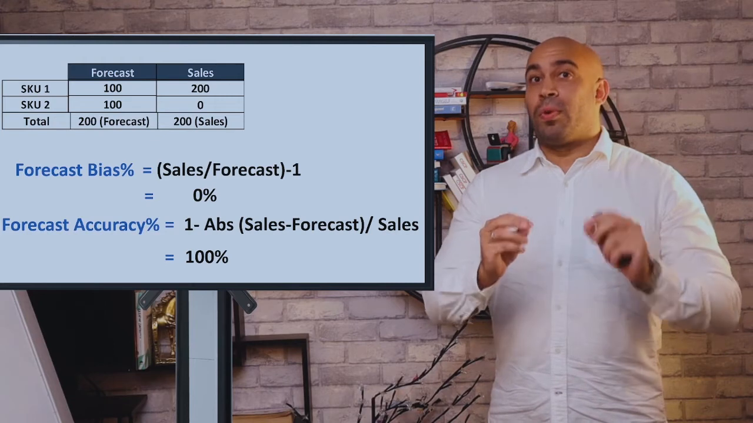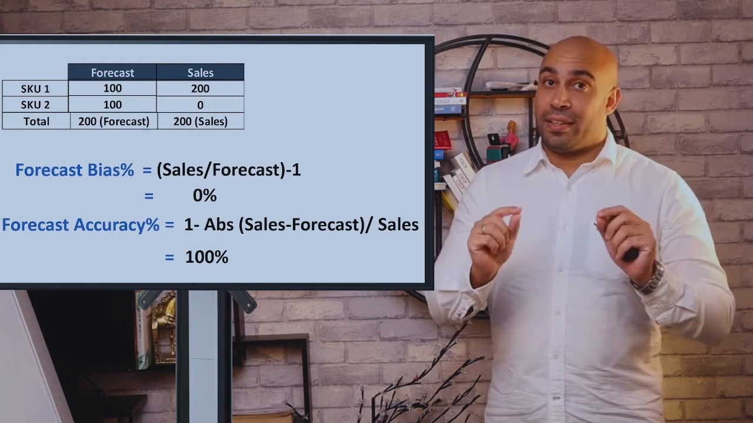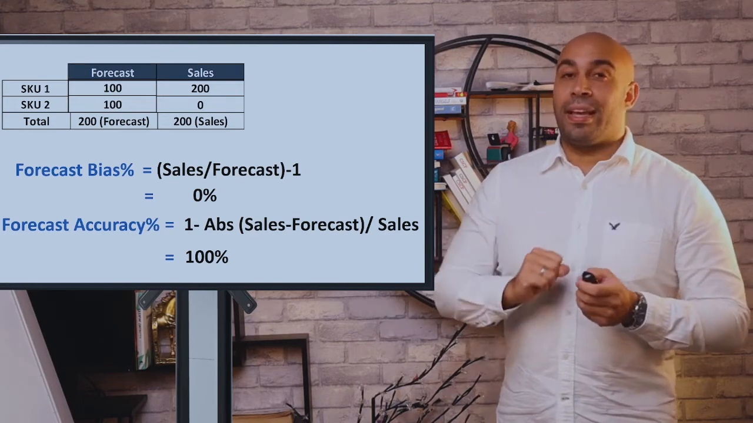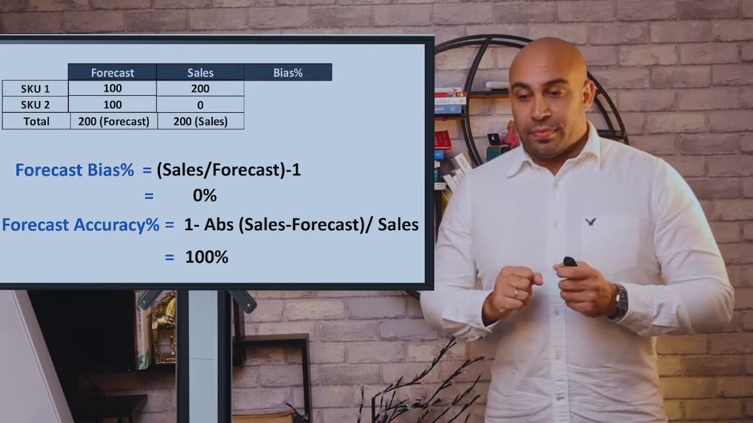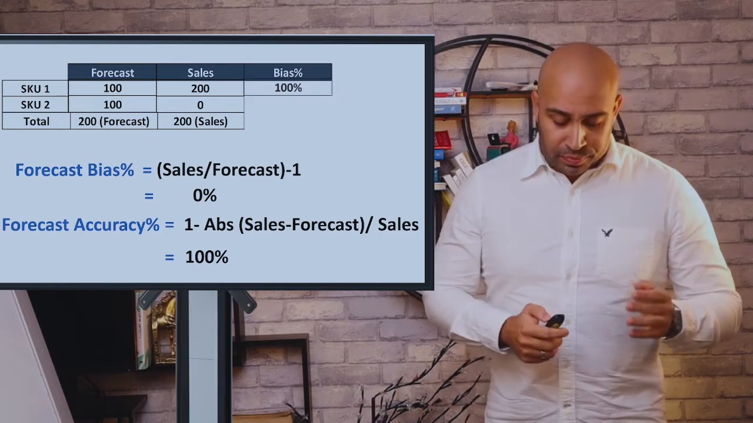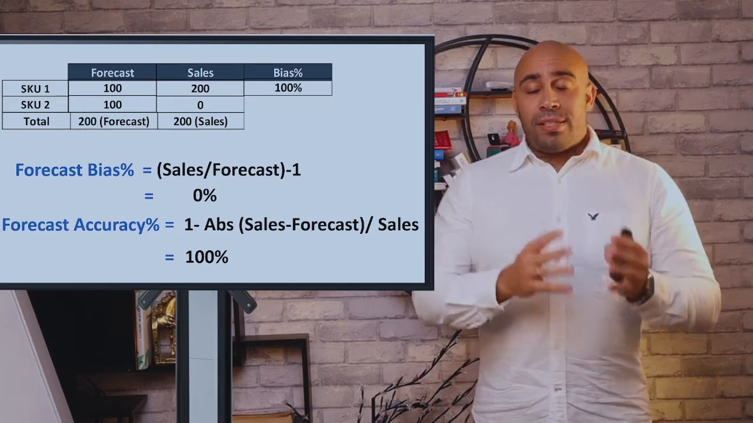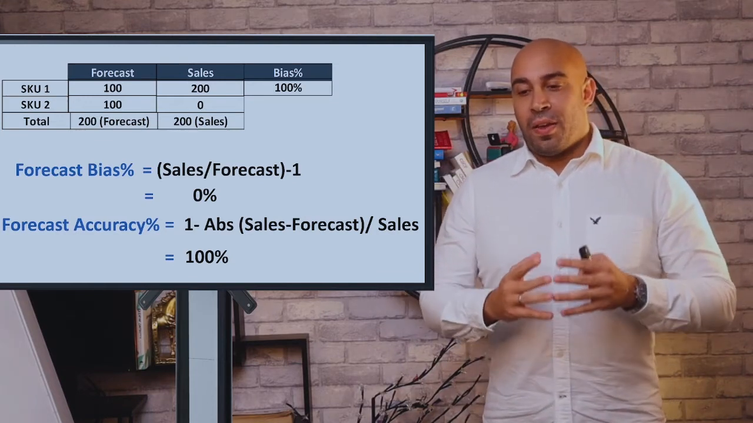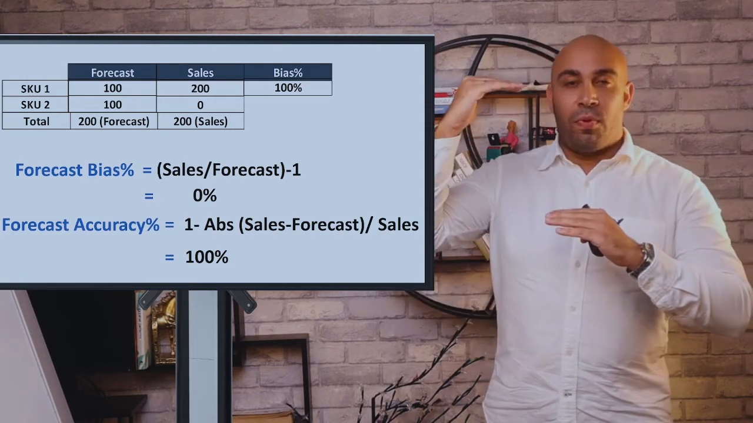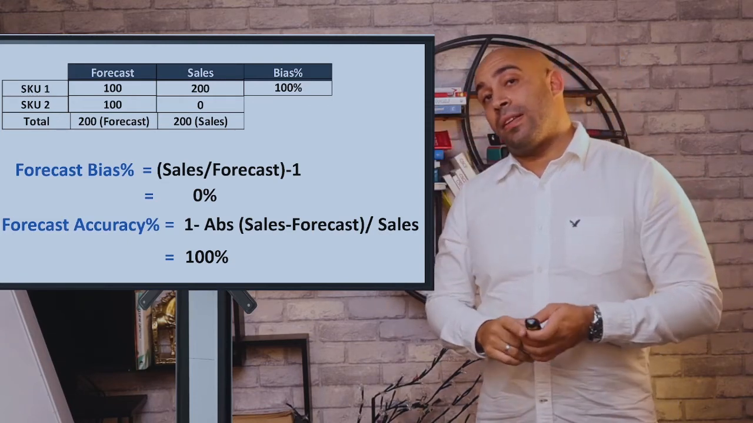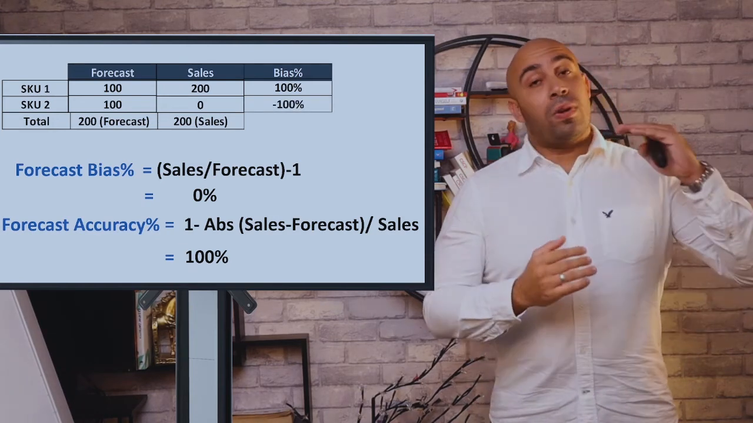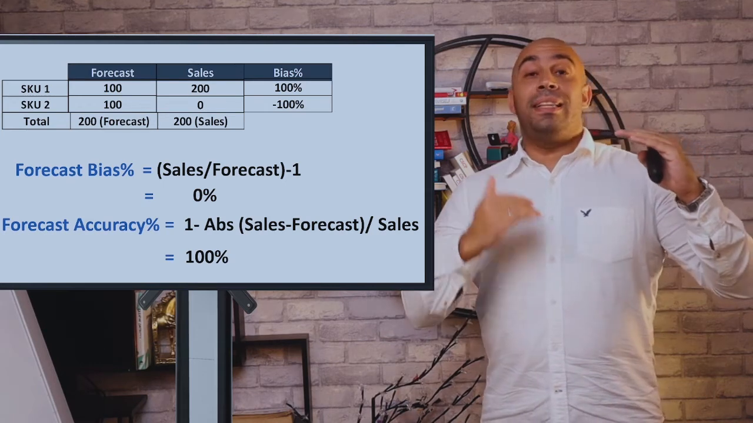Do you think that my forecast accuracy and forecast bias for this category will be the same calculation that I had before? I doubt it. Let's take it this way. Let's take the bias on SKU level, calculated on this level. For SKU1, my bias will be 100%, because again, I sold over my forecast by 100. So my bias at this level will be 100%. For SKU2 it will be the opposite, because my forecast was 100 and I didn't sell anything.